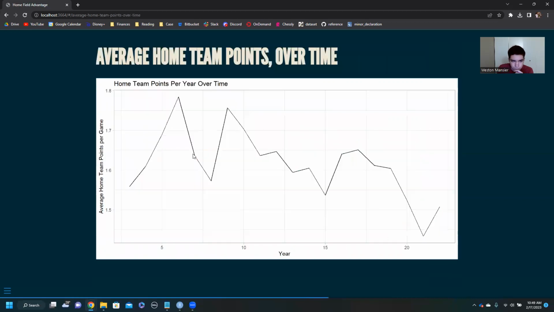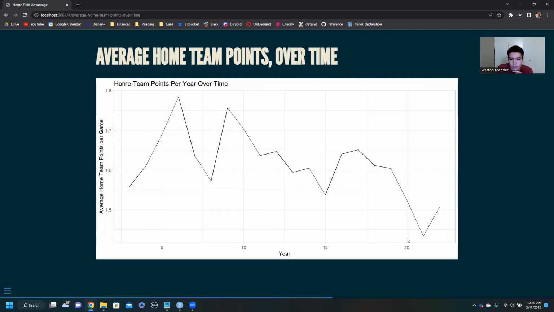This graph shows us the average home team points over time. On the x-axis is the year, and the y-axis is the average home team points per game. I'll note that year 5 indicates 2005, and year 20 would indicate 2020. What this shows us is that it seems like over time, maybe the home team is scoring fewer points at home, but it's hard to tell. It fluctuates every single year.